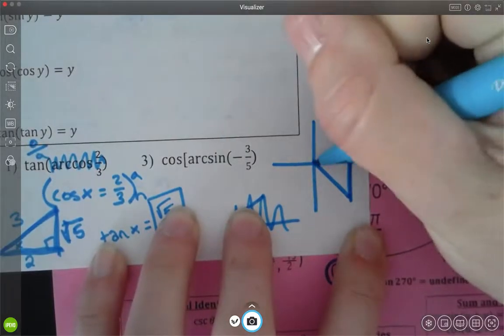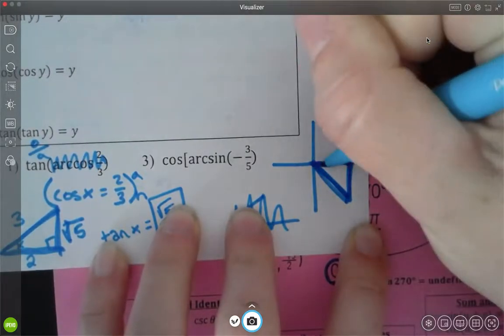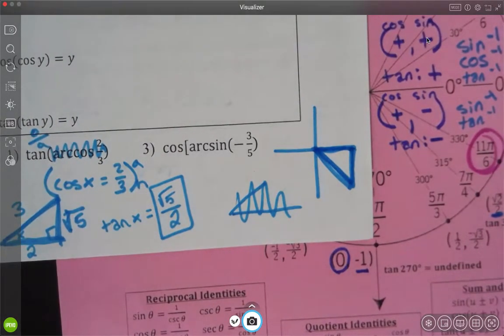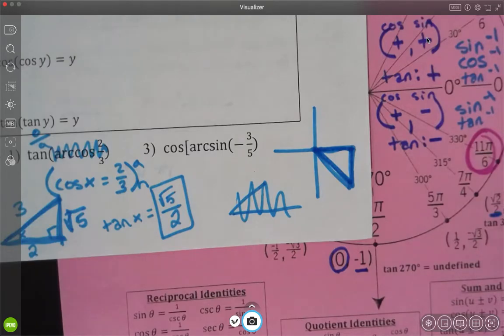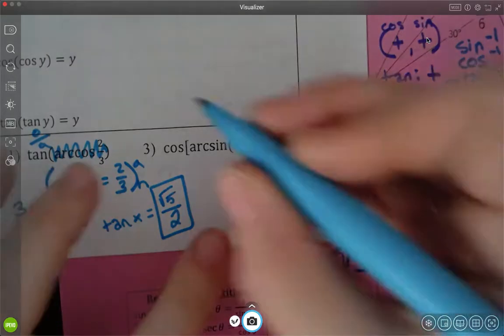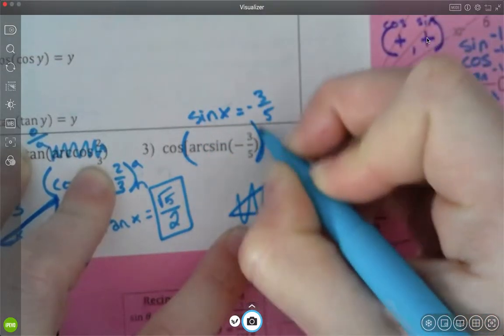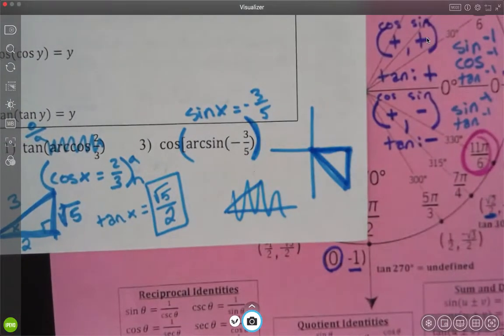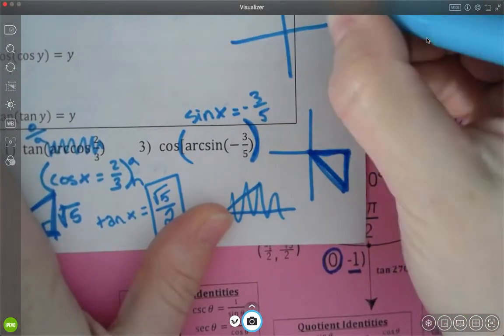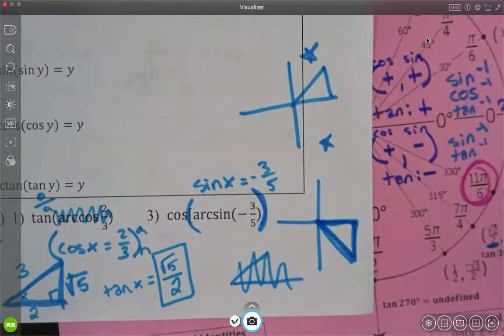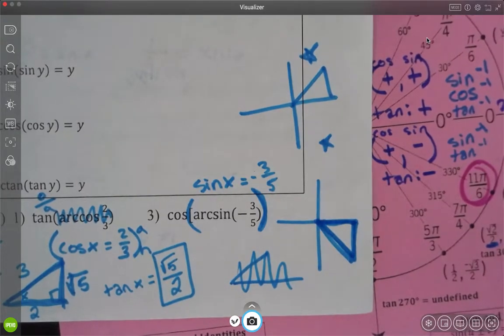Does that make sense? Do you see why we say that? We're looking at arc sine, just this inside part here. This says that sine of some x is negative 3 over 5. Now, arc sine is only in the first and the fourth quadrant, up here or down here. I could draw my triangle like this, but it's negative, so we have to choose the fourth quadrant.